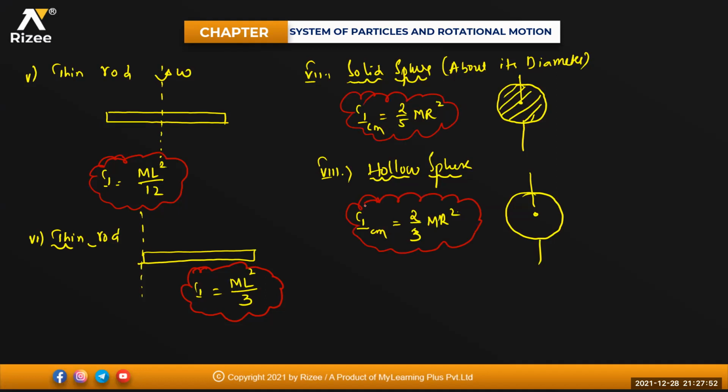Got it? Even we have these for a rectangular plate, isn't it? Like say about the x-axis, y-axis, Iz, we can write for a thick rod also. There are some applications, but that level will not be very useful for your NEET examination. So don't take tension related to that one.